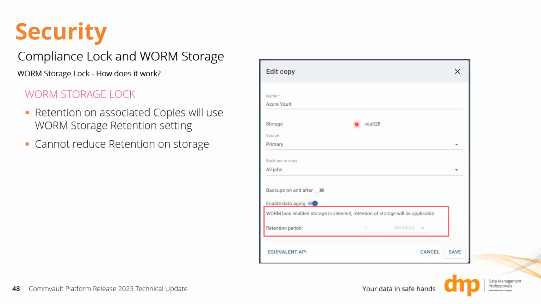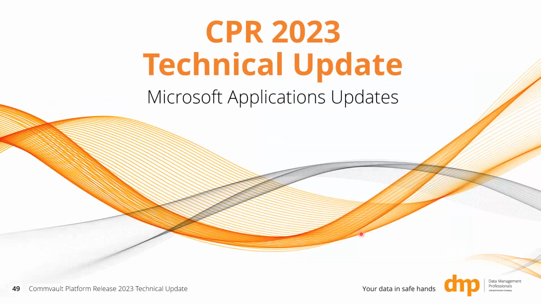And warm storage lock, the same. If the retention is set, it's even grayed out, you can't make the change anymore. You cannot reduce your retention. That is the security part.